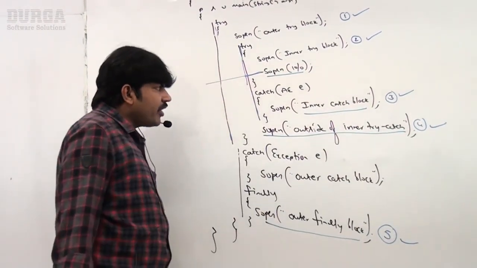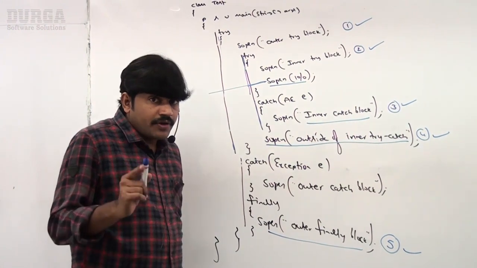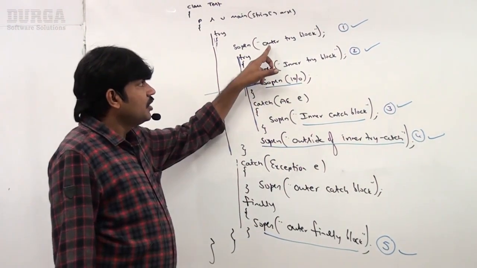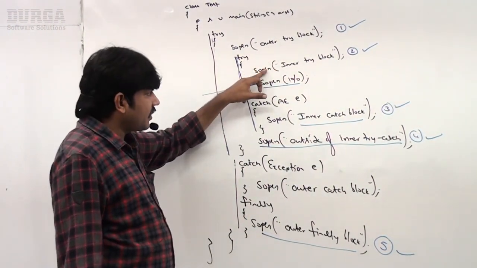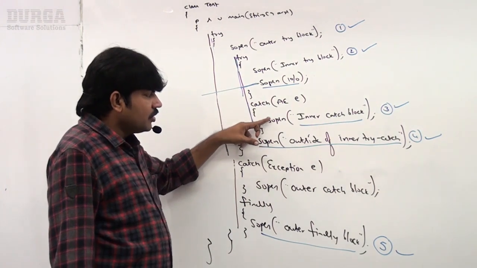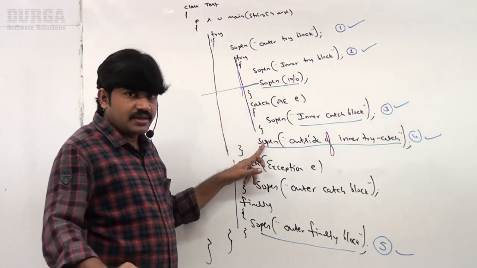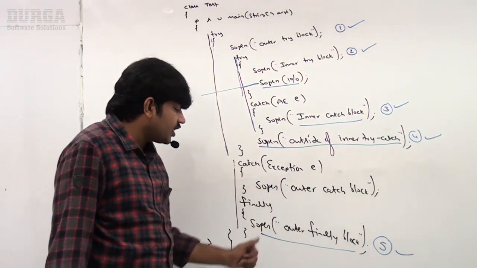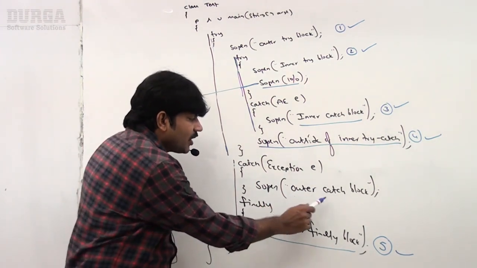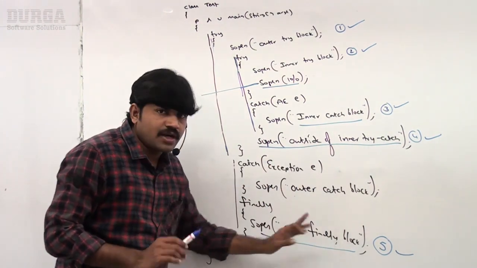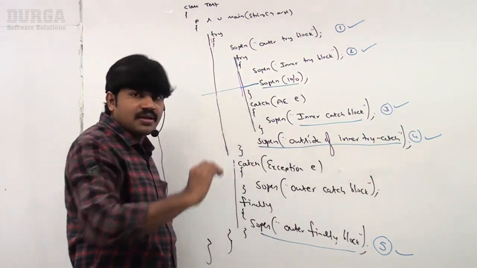These are the 5 statements we are going to get if I execute this code, sir. Have you observed? Outer try block, next inner try block, next inner catch block, outside of inner try catch, next outer catch block won't execute, outer finally block only will execute. That's all. Clear for all of you, right?